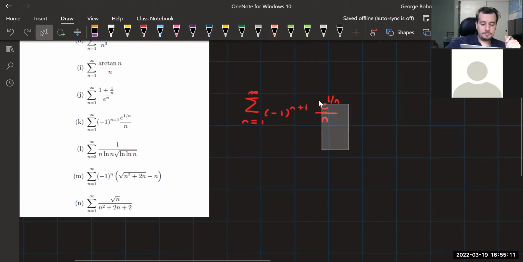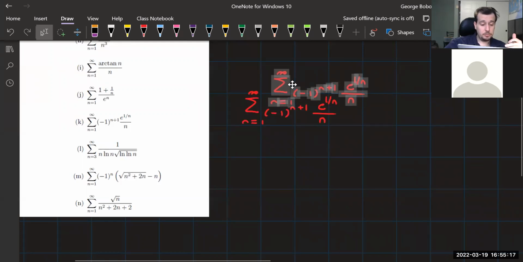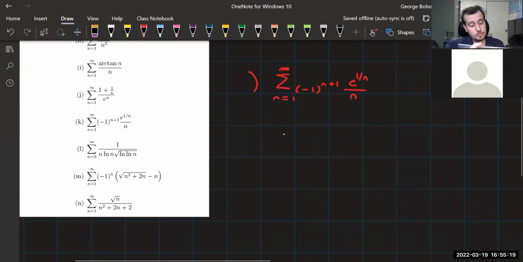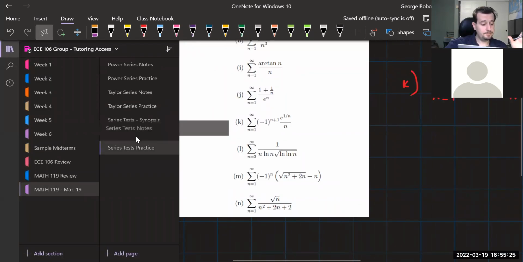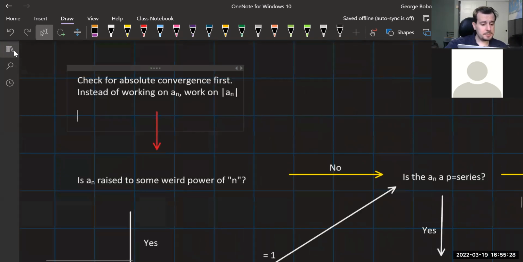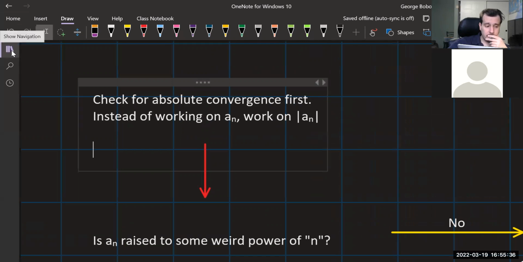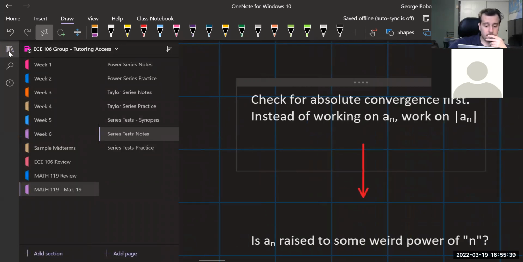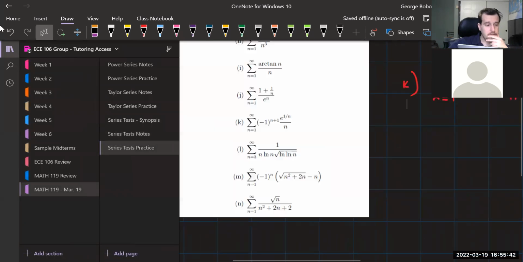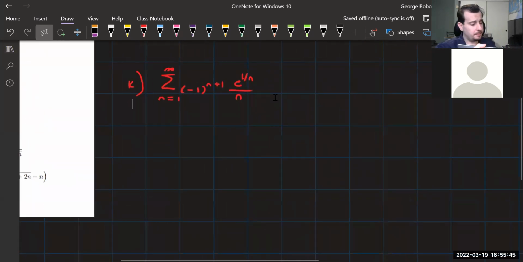Now, I have a flow chart that I encourage you to use, at least to learn the ropes here of how to deal with these questions. So let's pretend I'm using the sheet. I don't know what I'm doing, and I'm going to use the actual flow chart. What does the first step say? Check for absolute convergence first. Instead of working on a_n, work on absolute a_n. So what changes here, because my a_n is the whole inside part, what's the absolute value of that?